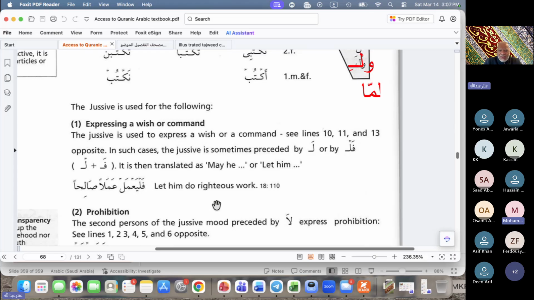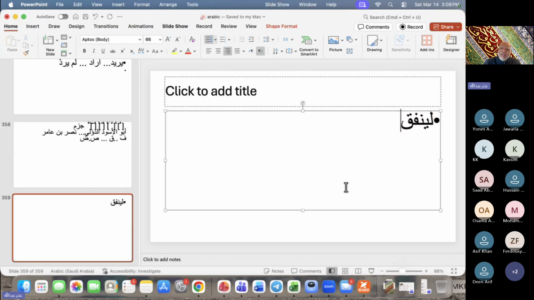Okay, so if I like to say I do not know, it's going to be la yalam, or just... Oh yeah, that's a good question. Negating the present is different from negating the past. Negating the past you use lam. Negating the present you say la. And then the present, la alam, I don't know. I didn't know, lam alam. So lam alam, I didn't know. La alam, I don't know.